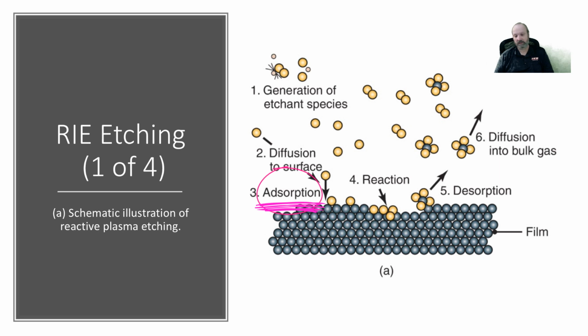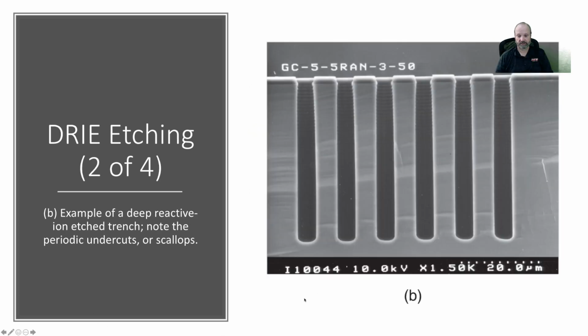So it collects on the surface, it bounces around a little bit. There's a lot of surface dynamics and chemistry going on. Usually you're doing this under some sort of temperature, and eventually the conditions are just right for a reaction to occur. So those etchant species react with the film that you're trying to etch away, creates another compound that's desorbed off the surface, and it goes into the gases in the chamber and gets pumped out. Okay, so that's reactive ion etching.